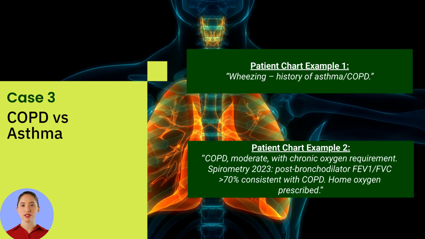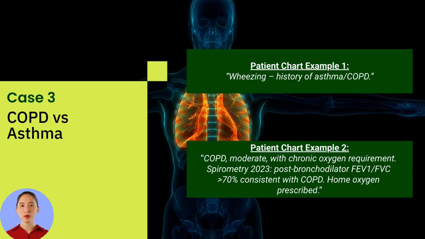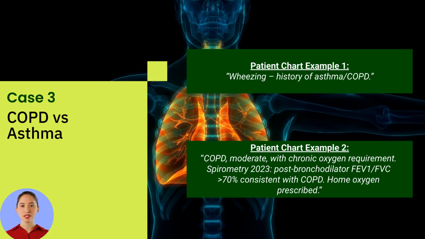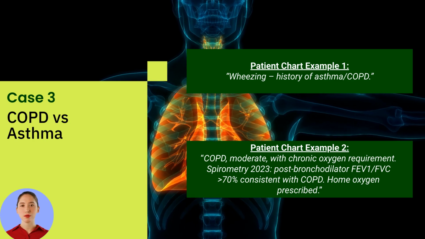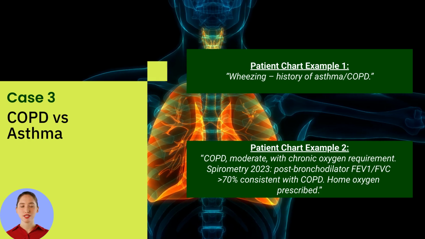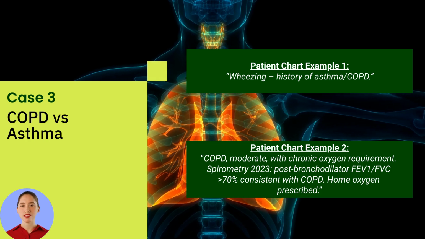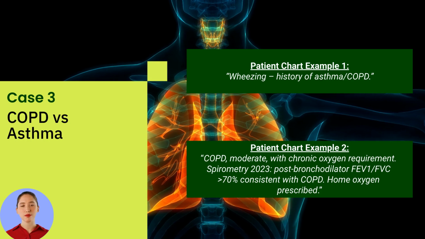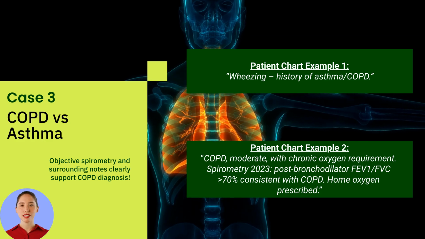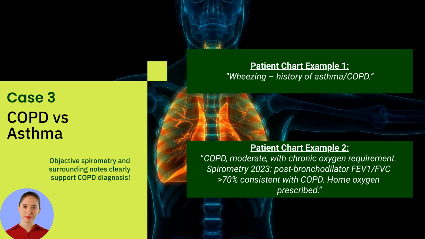A proper note for diagnosing chronic obstructive pulmonary disease is COPD moderate with chronic oxygen need. Spirometry 2023 shows post-bronchodilator FEV1/FVC less than 70% consistent with COPD. Home oxygen is prescribed. So why is this one more effective? Because the spirometry testing and clear COPD diagnosis back the HCC.